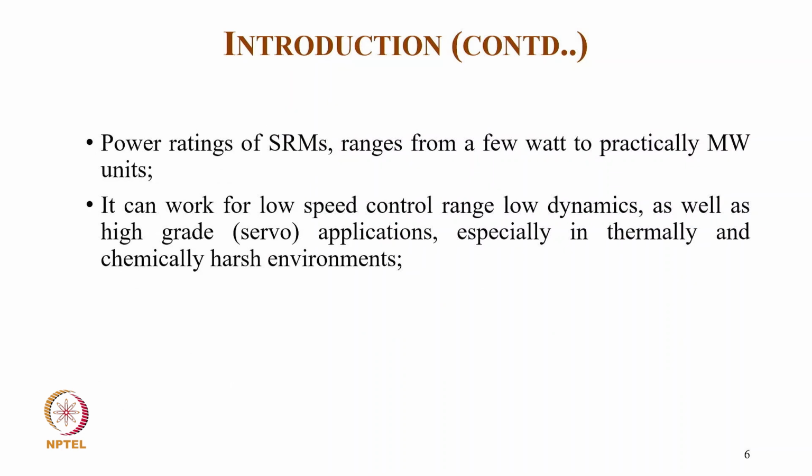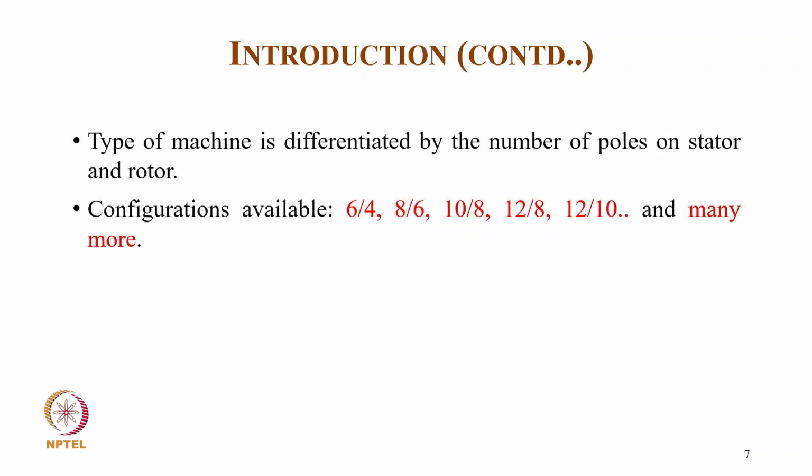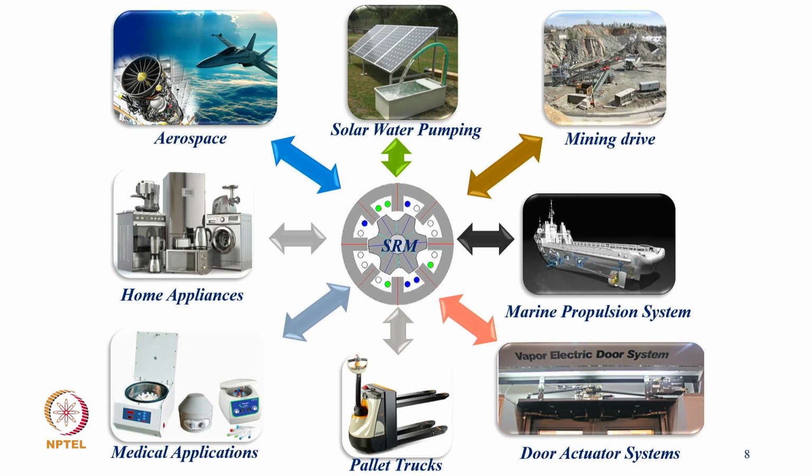The power rating of the reluctance motor ranges from 3 watts to practically megawatt units, and it can work for low speed control range, low dynamics, as well as high grade servo applications, especially in thermally and chemically harsh environments. The type of machine is differentiated by the number of poles on the stator and rotor. Configurations available are 6 by 4, meaning 6 poles on stator and 4 poles on rotor, similarly 8 by 6, 10 by 8, 12 by 8, and 12 by 10, and many other configurations.